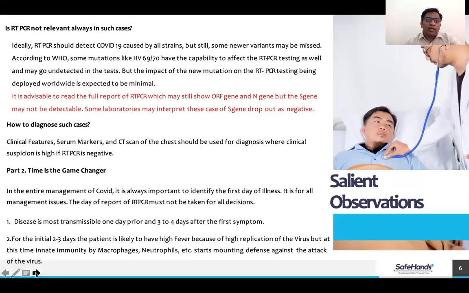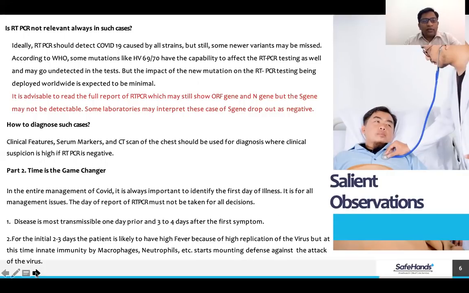Is RT-PCR not always relevant in such cases? Ideally, RT-PCR should detect COVID-19 cases by all strains, but still, some newer variants may be missed. According to WHO, some mutations like HV69/70 have the capability to affect RT-PCR testing as well and may go undetected in the tests. But the impact of new mutations on the RT-PCR tests being deployed worldwide is expected to be minimal.